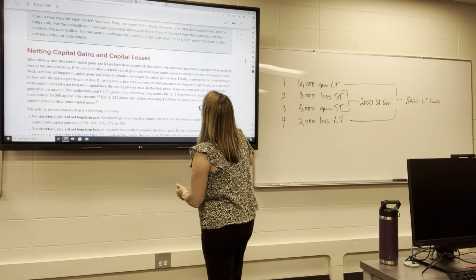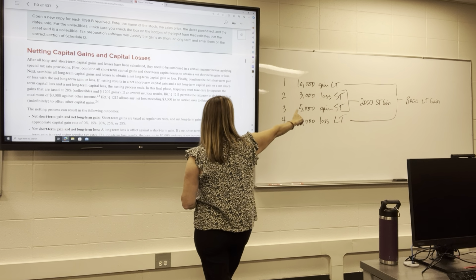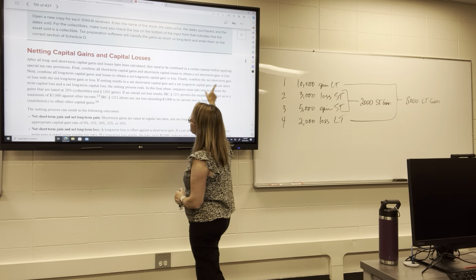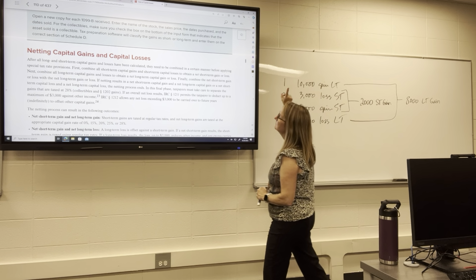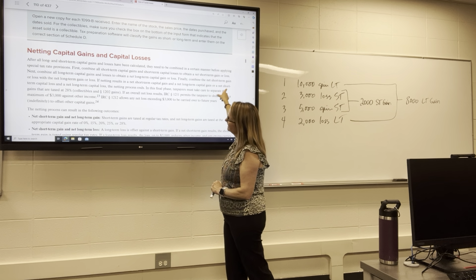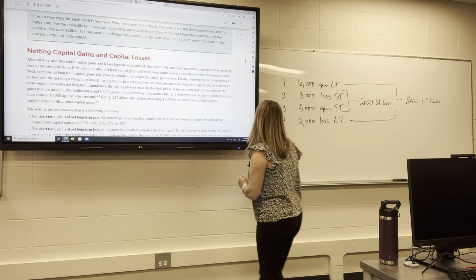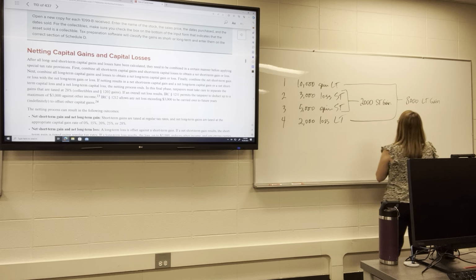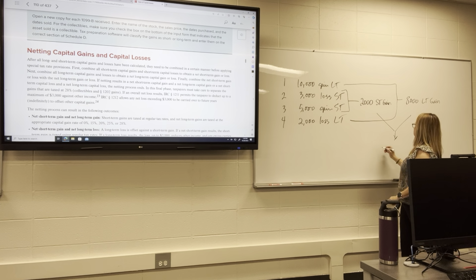Okay. So combine all short-term capital gains and short-term losses to get a net short-term capital gain or loss. Combine all long-term capital gains or losses to obtain a net long-term gain or loss. Next, finally, you combine the net short-term gain or loss with the net long-term gain or loss. So then we're going to combine these two together, and we've got gains for both of them.